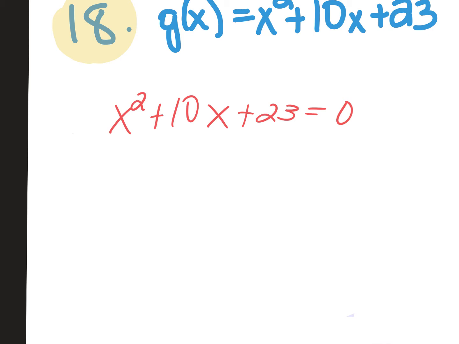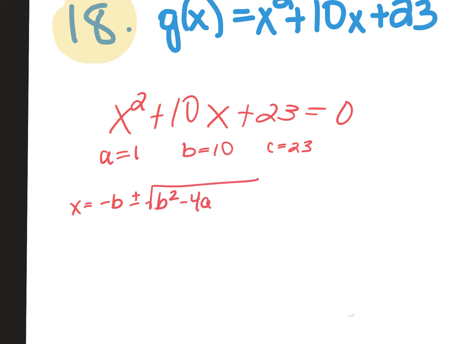We say a times c. 1, that's the number in front of x squared, times 23. Well, what are the factors of 23 that'll multiply to give me 23 but add to give me 10? None. Right? 1 and 23, that would give me 24. That's not going to work. So, guys, if it's a trinomial, that's a quadratic, and it doesn't factor, what do we use? The quadratic formula. So a is 1, b is 10, and c is 23. Right? My quadratic formula is x equals negative b plus or minus square root of b squared minus 4ac all over 2a, right?